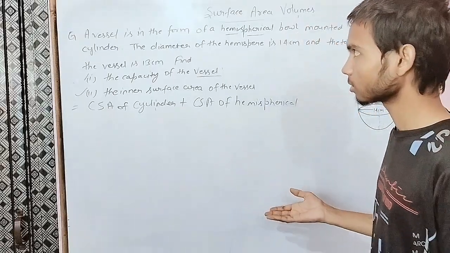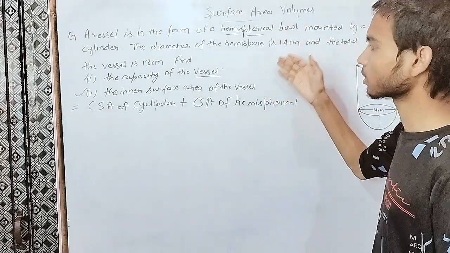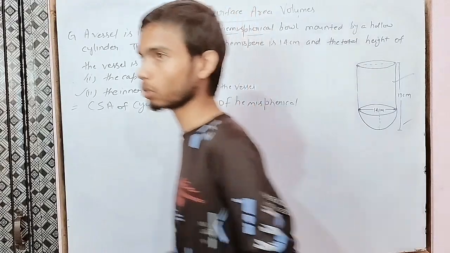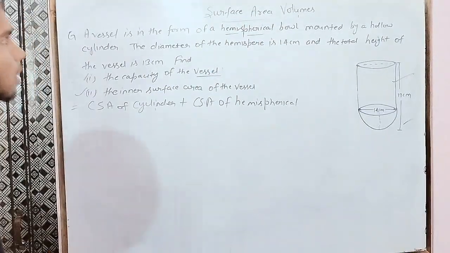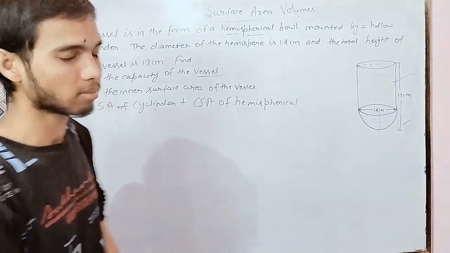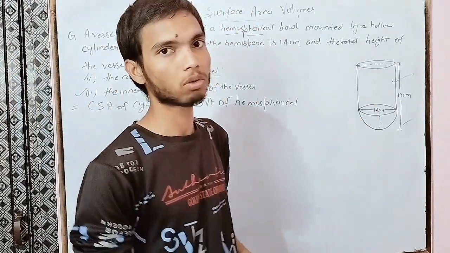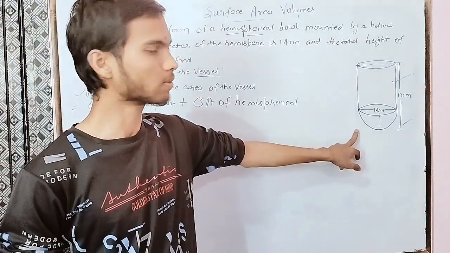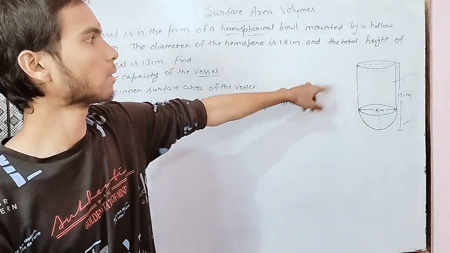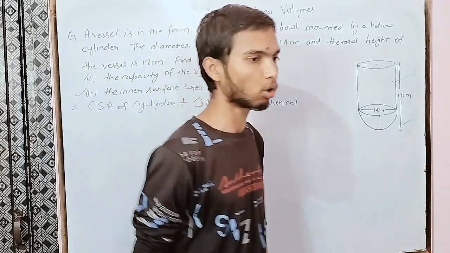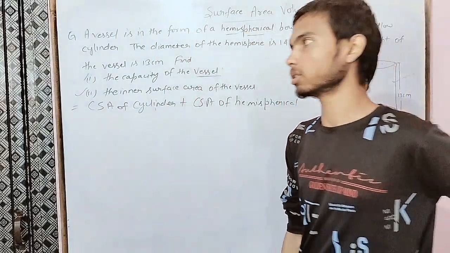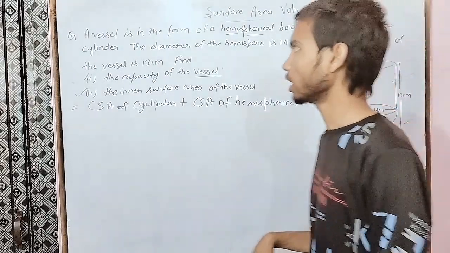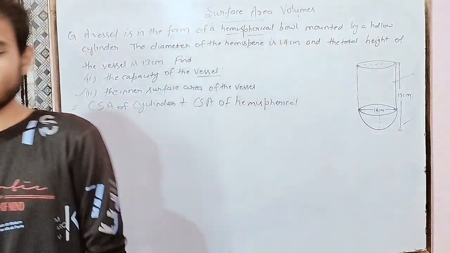You have been given this question, and whatever you want to apply, you can apply, but you will have to apply it logically. Now it is saying a vessel. This vessel looks like a combination of a hemisphere and a cylinder. There is a combination of two shapes, the first a hemisphere, the second a cylinder, and both shapes together make the vessel.